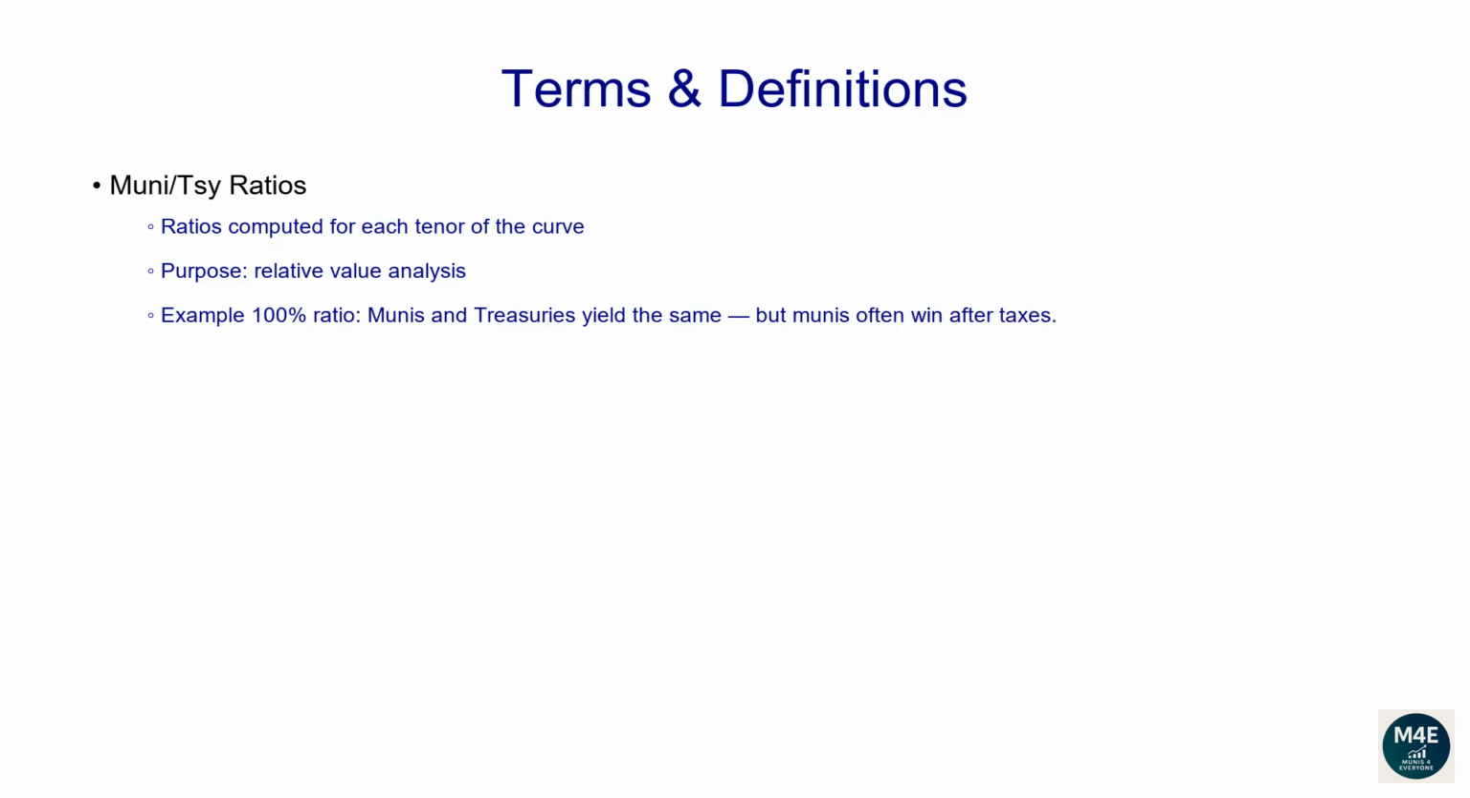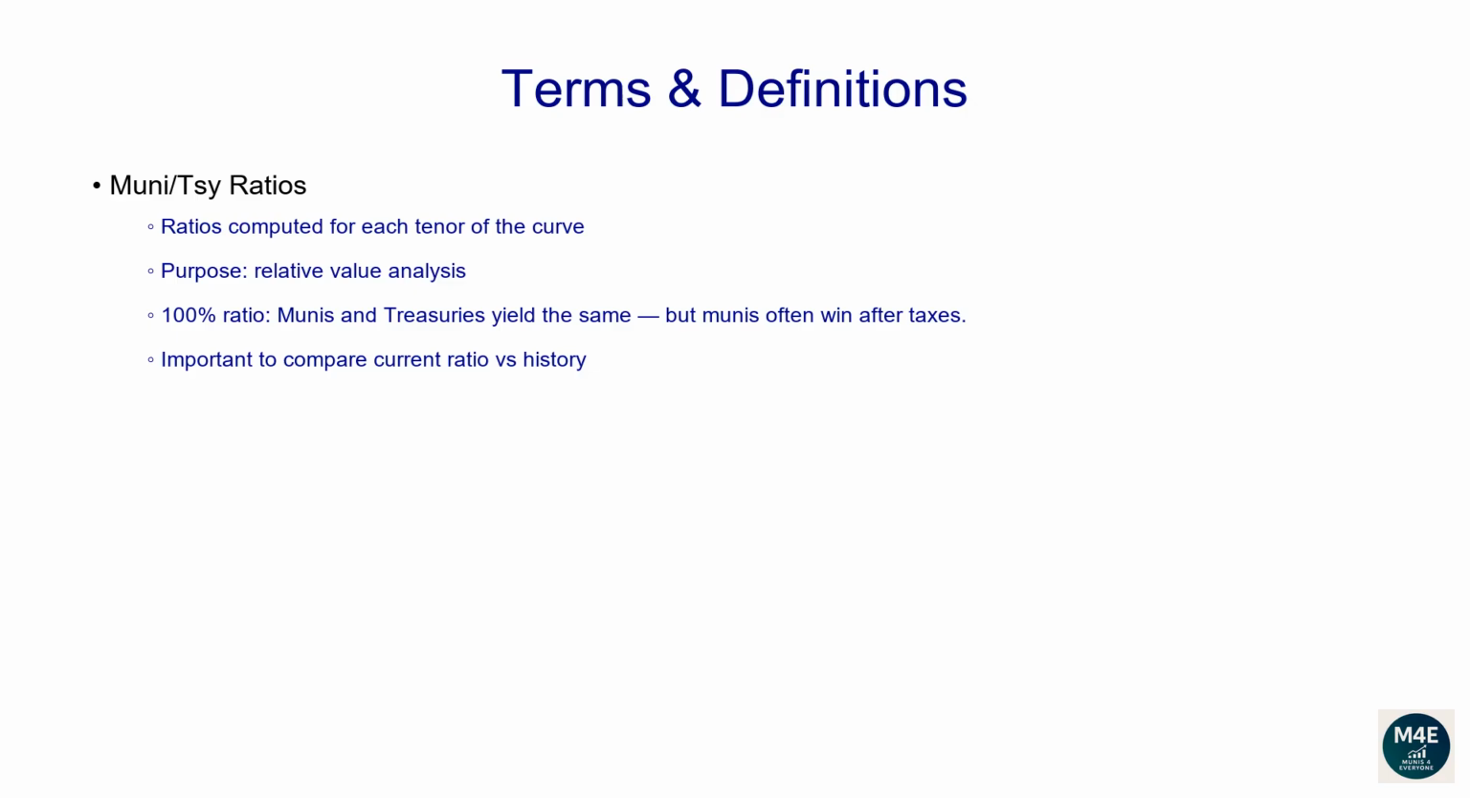If, for example, the 30-year ratio is 100%, that means the 30-year tax-exempt Muni yield is the same as the 30-year treasury yield. However, the treasury yield is taxed, whereas the Muni yield usually is not. Hence, in this case, you'd be better off holding a Muni bond. In general, if the ratio is below 100%, one may think munis are rich compared to treasuries.